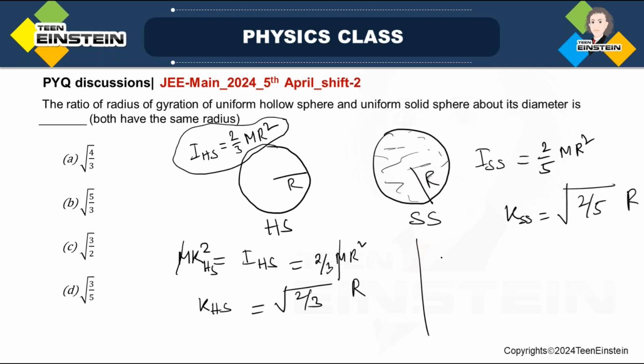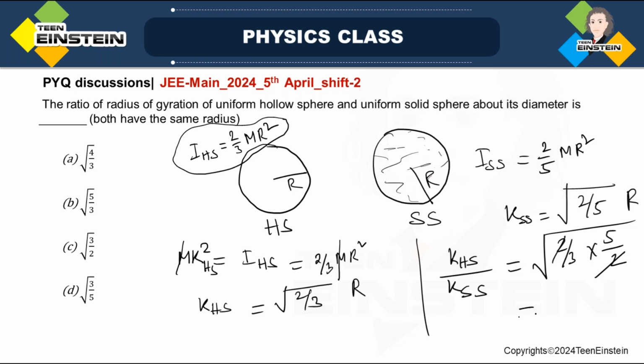Now I have to take the ratio of radius of gyration. So this is 2 by 3 and this is 5 by 2. So this 2 will cancel each other and you'll get the ratio square root of 5 by 3. So this is actually the answer, and look, this option B will be the correct answer for this question.